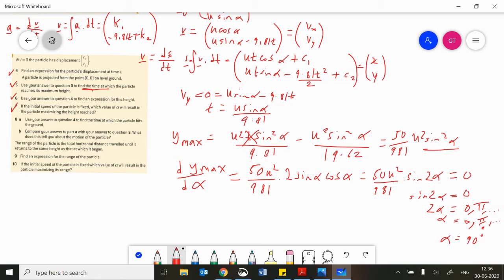So stick with it. It says, use your answer to question 4 to find the time at which the particle hits the ground. The answer to question 4 again, let's just look that back up. We have the expression for the particle's displacement. That is, let's just show you this one again. This is the answer to question 4. Now it's going to hit the ground when y is equal to 0.